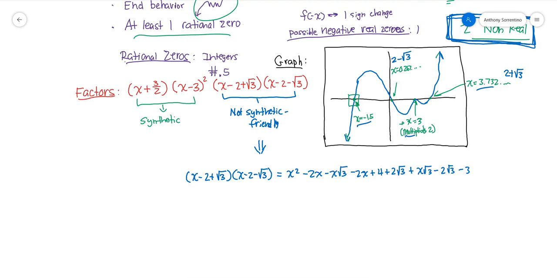So if I take each term of the first quantity and multiply it to each term of the second and multiply it out, I would get these. When I combine some like terms, I have x squared minus 2x minus another 2x is a minus 4x. The negative x square root 3 and the positive x square root 3 cancel. I have a plus 4 and a minus 3, that's a minus 1. The 2 square root 3 and the minus 2 square root 3 cancel. So I have this. So now I can say this is a factor.